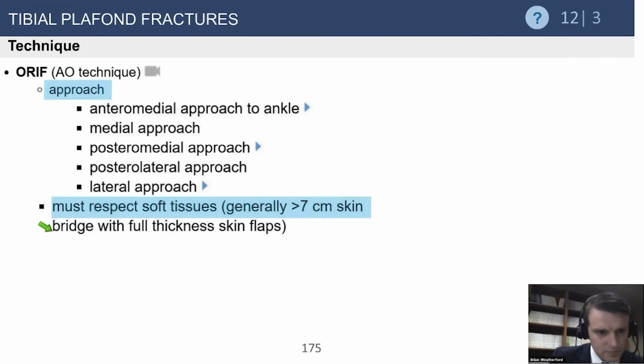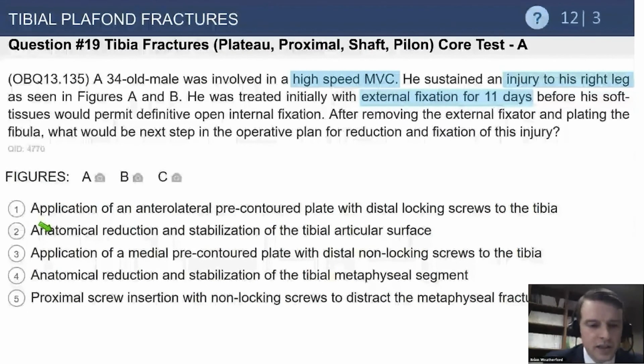Okay, approaches again. So in general, we must respect the soft tissues. You generally want to have about a 7 centimeter skin bridge. That being said, this has been challenged by a study. There's a great study out of Harborview that looks at the length between the incisions. Now keep in mind these were probably very small incisions, but they had less than a 7 centimeter bridge. That being said, the classic number is 7 centimeters between your incisions to preserve viability of the intervening skin bridge.